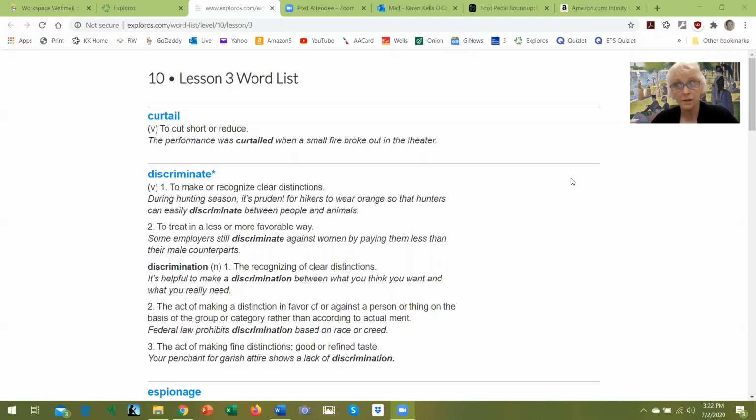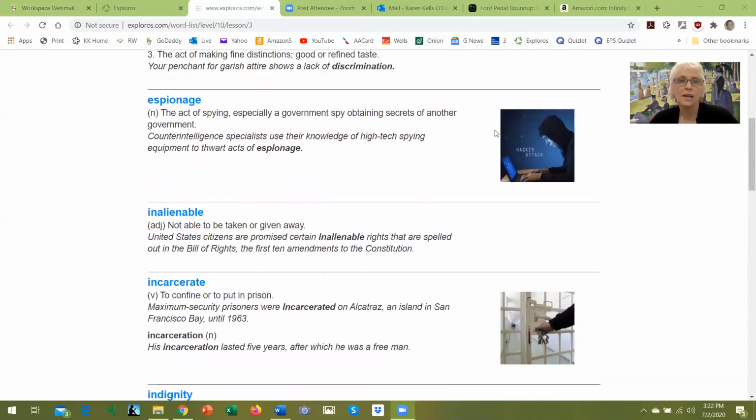And finally, the act of making fine distinctions, good or refined taste. Your penchant for garish attire shows a lack of discrimination. Okay, espionage. Sorry. Noun, the act of spying, especially a government spy obtaining secrets of another government. Counterintelligence specialists use their knowledge of high-tech spying equipment to thwart, stop, acts of espionage, acts of spying.